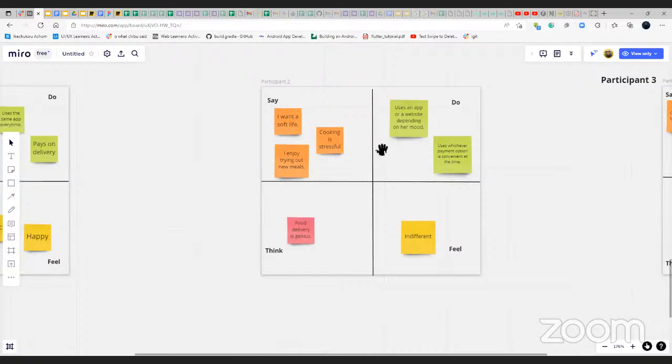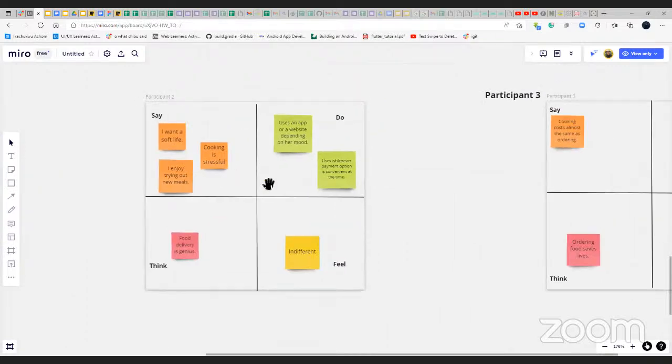Okay. Now, you came to do a research. Remember, this is a product that has not been built. You're doing a research to know if this product is actually needful, like if this product will solve a problem. So the product is not out. You're telling me that what the person did was use an app or website depending on her mood. I don't get it. How did the person do that? Like during the interview, the person used whichever payment option is convenient. How does this fall on the do quadrant? How did the person do this?